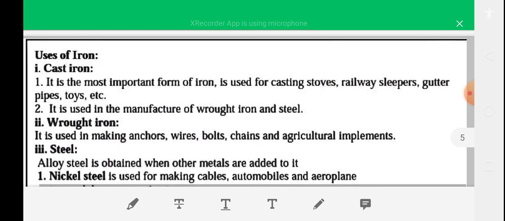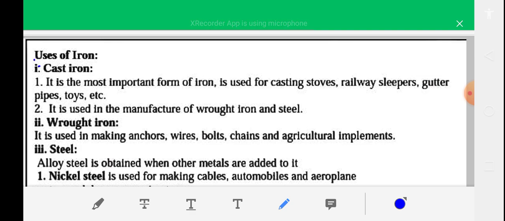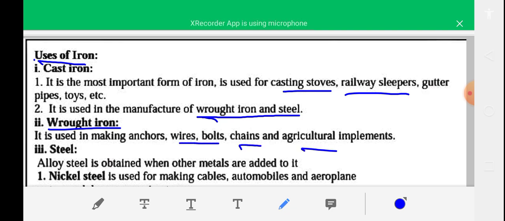And now see use of iron. There are different forms of iron: cast iron, wrought iron and pig iron. Okay, so cast iron is the most important form of iron, and it is used for the casting of stoves, railway sleepers. Okay, and it is also used in manufacture of wrought iron and steel. From cast iron you can make wrought iron and steel. And wrought iron is used in making anchors, wires, bolts, chains, agricultural implements.